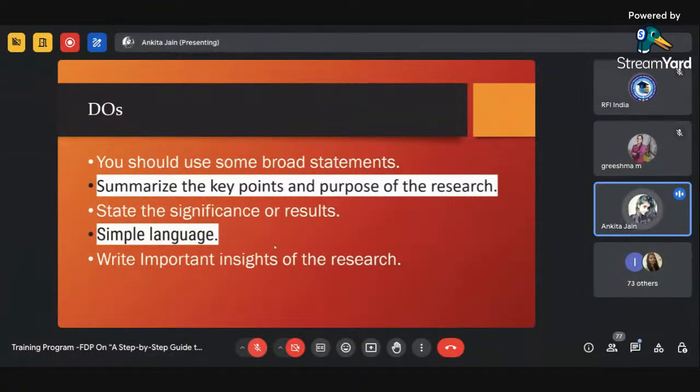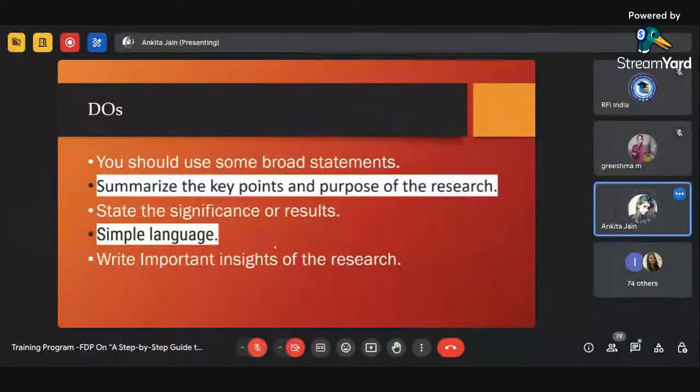Write important insights of the research. What are the important highlights you should mention? Like in the newspaper, or in news reporting, whenever we see that, we just give the highlights, right? So that's the major attraction of your study.